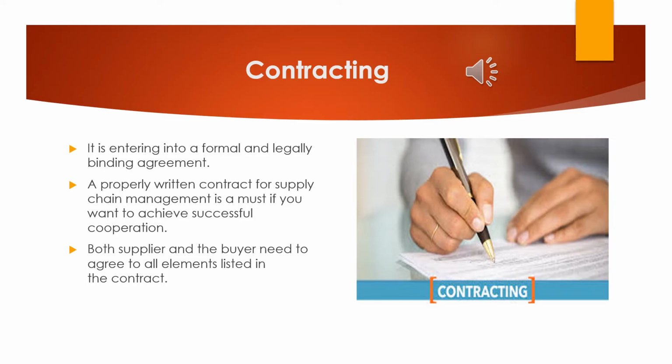After sourcing and negotiating, when you are on the same page with your supplier, then you have to write down a contract. So the next function is contracting. It is entering into a formal and legally binding agreement. A properly written contract for supply chain management is a must if you want to achieve successful cooperation from your supplier. Both suppliers and the buyer need to agree to all elements listed in the contract.